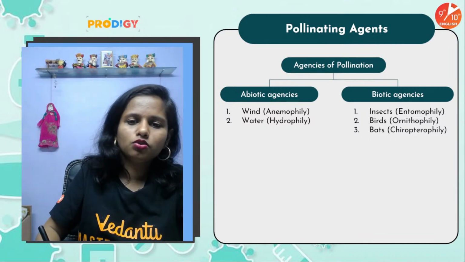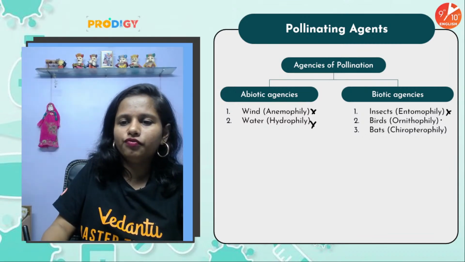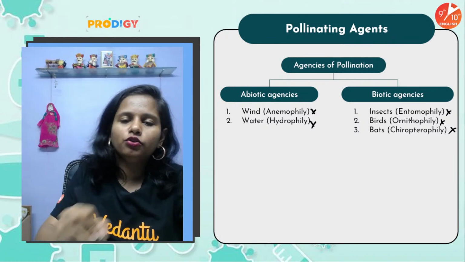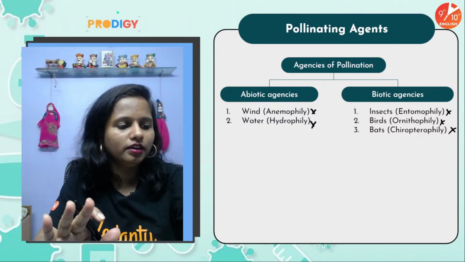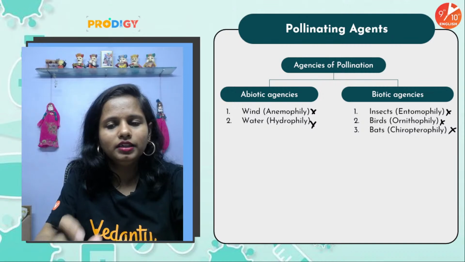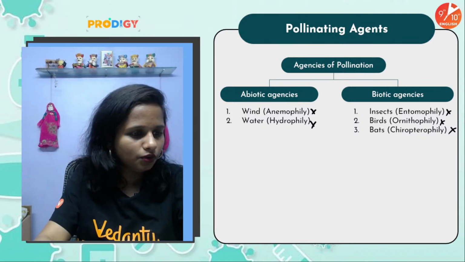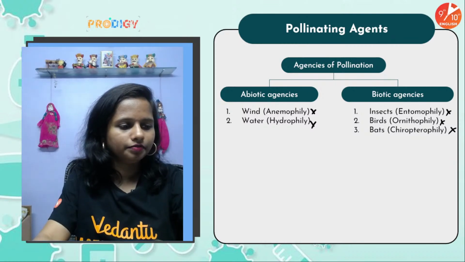So you don't have these terms: anemophily, hydrophily, entomophily, ornithophily, or chiropterophily. You don't need these terms. Just write it simply: wind, water, insects, birds and bats. Okay?